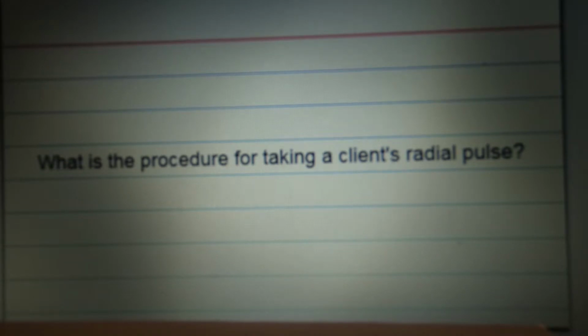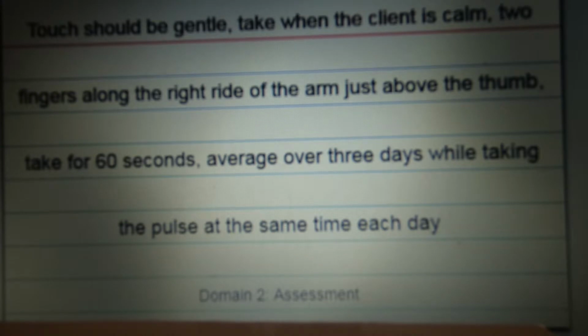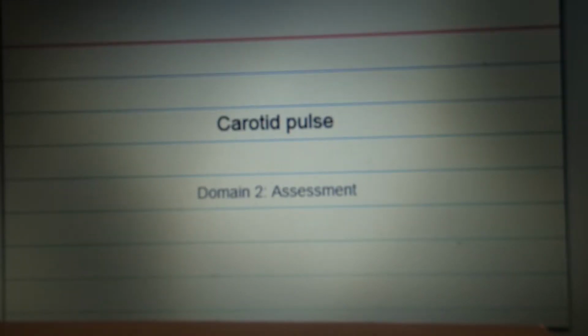What is the procedure for taking a client's radial pulse? Touch should be gentle. Take when the client is calm. Use 2 fingers along the right side of the arm, just above the thumb. Take for 60 seconds, average over 3 days while taking the pulse at the same time each day. Pulse taken on the neck to the side of the larynx.